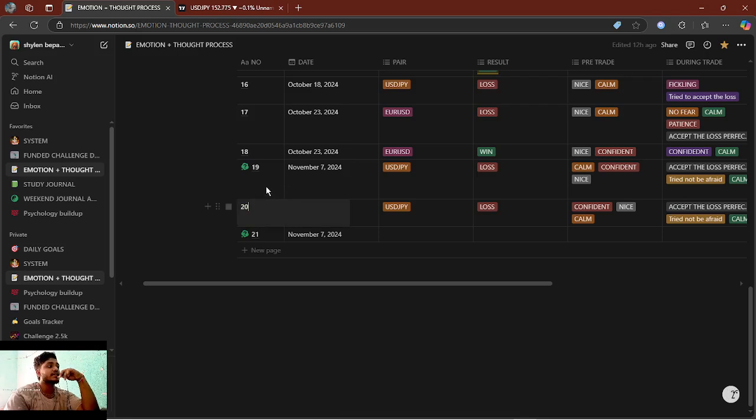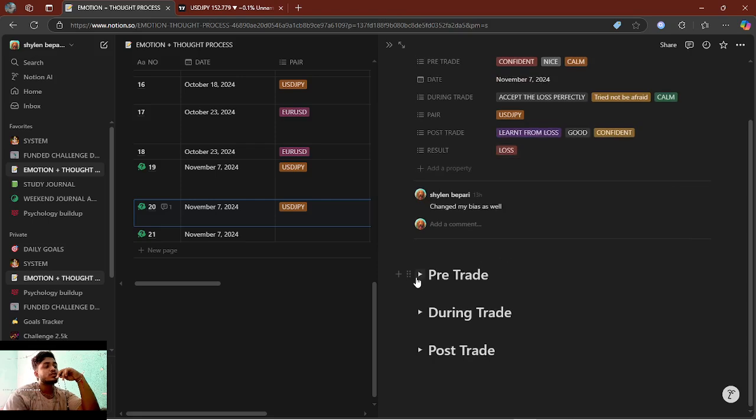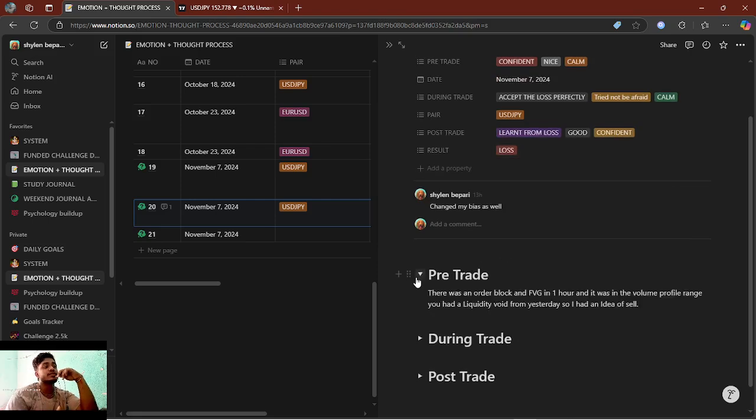Okay, so let me also show you my thought process during this trade, how I was thinking and things like that. So let's just open up here. This was my thought process in the pre-trade. There was an order block that I've shown you, an order block and a fair value gap in the hourly time frame, and we had some sell side liquidity, and that was in the volume profile range.